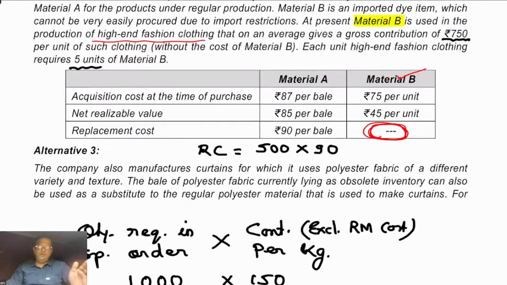So the contribution you are earning is 750, and this contribution has not included the cost of material B, rightly, because ultimately you have to recover the contribution including the material cost from this special order. So the answer will be 1000 units are required and the contribution loss is 150 rupees. Okay beta? Any doubt in this point?